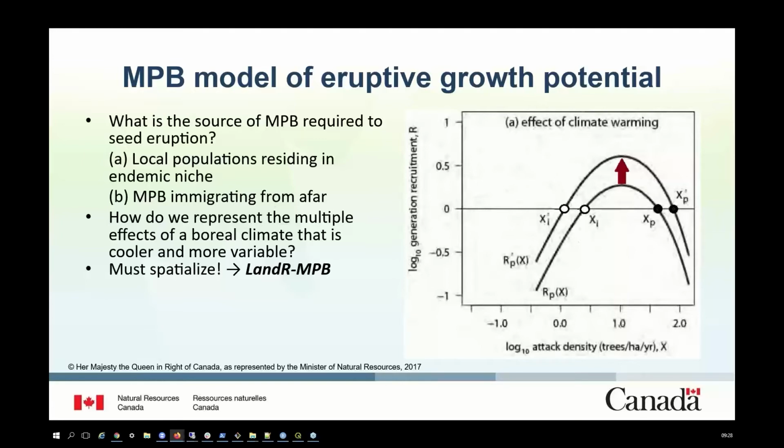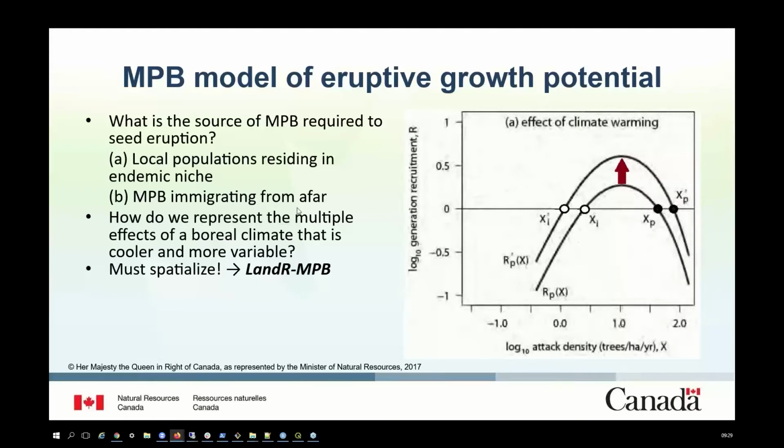The next thing, of course, is that having a curve defining the eruptive growth potential of mountain pine beetle doesn't do anything if there aren't beetles in the system. Beetles have to come from somewhere, and there are only two sources. Source A is local populations residing in an endemic niche, which you have a lot of in British Columbia, but none of in the invasive context in jack pine in central Alberta. In the case of invasion, it's always option B: the beetles have to come from somewhere else. So to spatialize this eruptive growth schedule requires a spatialization framework that allows you to handle the immigration and emigration of beetles and reflect the spatial and temporal variations in climate and weather.